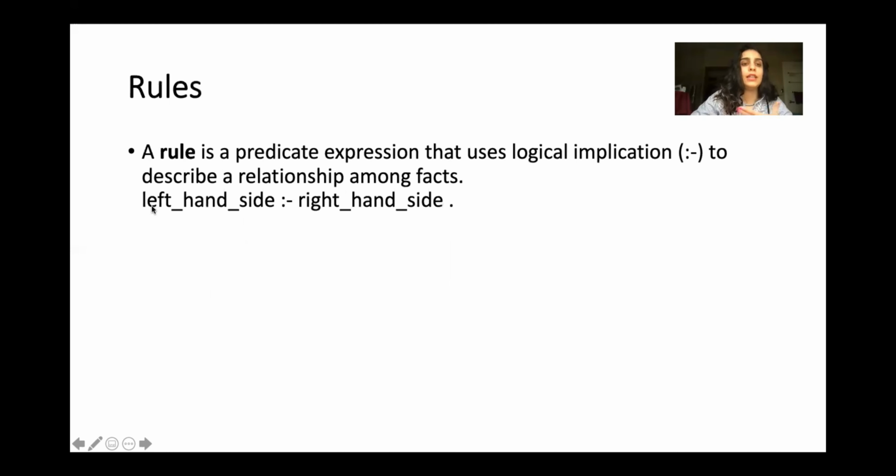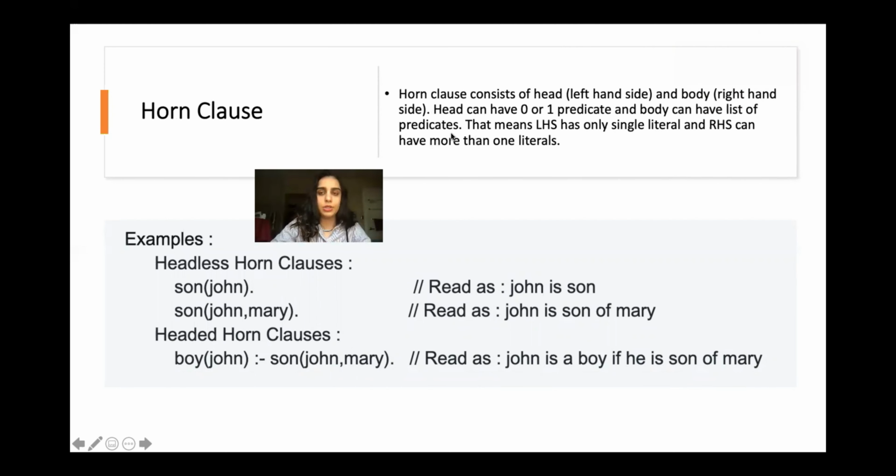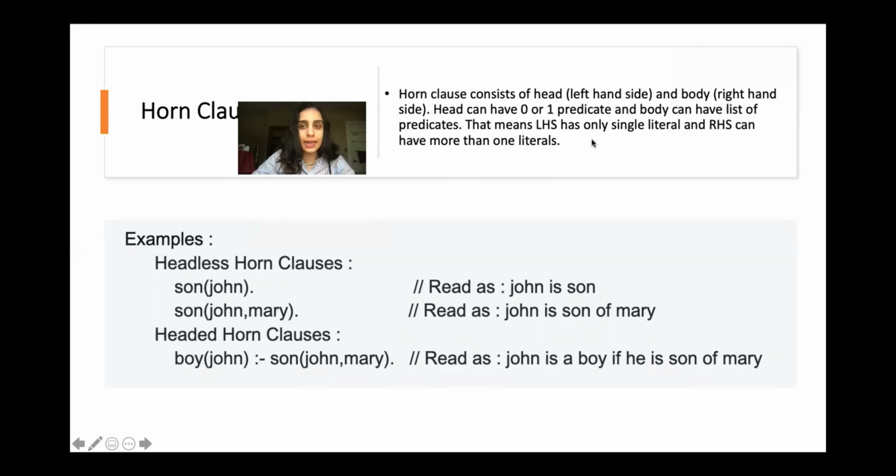Rules basically have a left-hand side and a right-hand side separated by a logical implication, which we just call if. So rules are defined by Horn clauses. This is the definition of it. It consists of a head, which is the left-hand side, and a body on the right-hand side. Now there can be 0 or more heads, so the head is not necessary. But the body can consist of a list of predicates, so it can consist of one or more predicates. The left-hand side, the head, has only one single literal, and the right-hand side can consist of more than one literal.